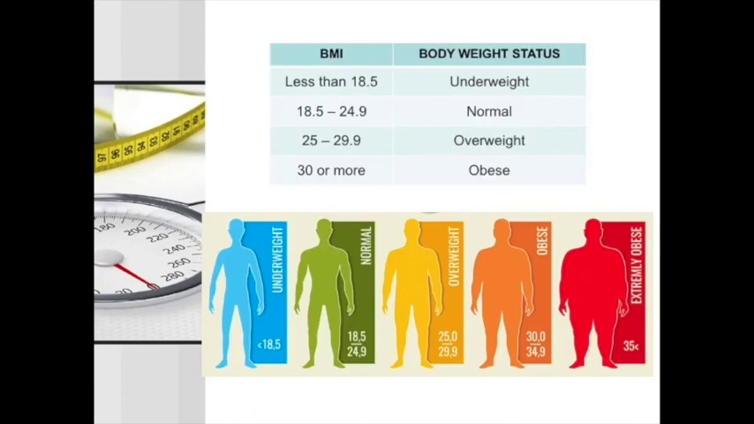After you did your BMI calculation, you can now identify your body weight status. If your BMI value is less than 18.5, it indicates that you're underweight. If your BMI is around 18.5 to 24.9, it indicates that you have normal weight. If your BMI is around 25 to 29.9, it indicates that you're overweight. And if your BMI is 30 and above, you are considered obese.